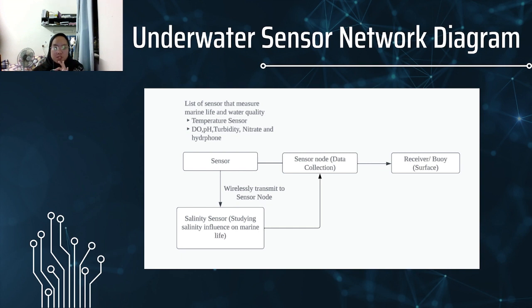The same thing happens with the salinity sensor, except the salinity sensor is studying the influence of salinity on marine life. It keeps track of the water salinity by measuring its electrical conductivity. Knowing the salinity is crucial for studying ocean currents, tracking freshwater plumes, and understanding how salinity levels impact different marine creatures. And then the sensor is going to send the data to the sensor node. And as usual, the sensor node will collect and transmit the data to the buoy. It will be analyzed by the person in charge on the surface.